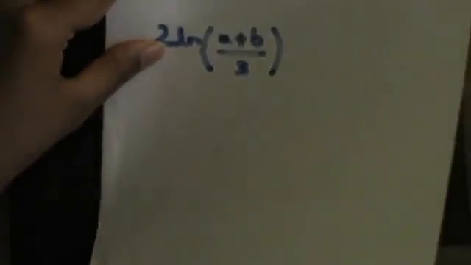So let's say I'll take something of a proof, right? Something of a proof. Now we have been given that a squared plus b squared is equal to 7ab. Show that, so the question is asking, show that 2 ln of (a plus b) divided by 3 is equal to ln a plus ln b.